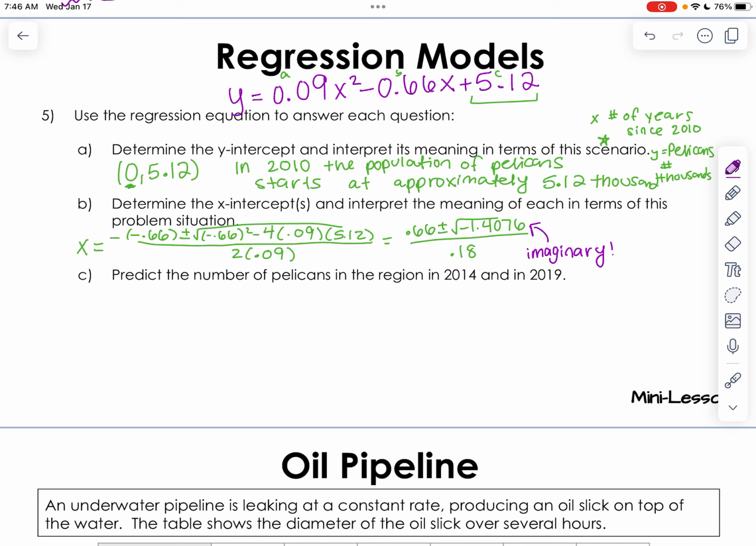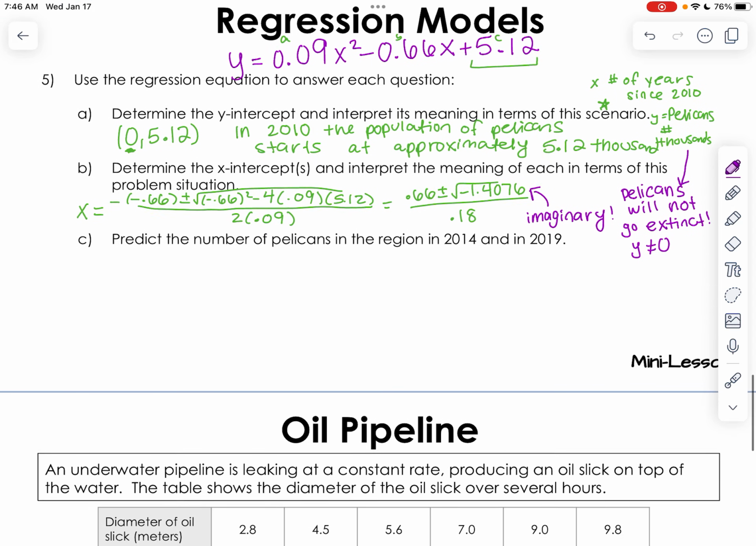So what does that mean in terms of this problem situation? If there's no x-intercepts, remember x-intercepts are when y is 0. That's saying that the pelican number would be at 0. So there is no time when the pelicans will go extinct. That's what this means in terms of this model. Which is great news for the pelicans.